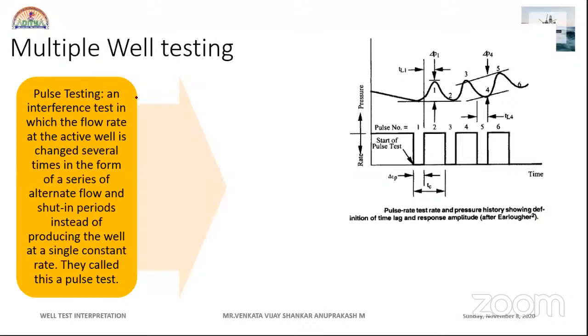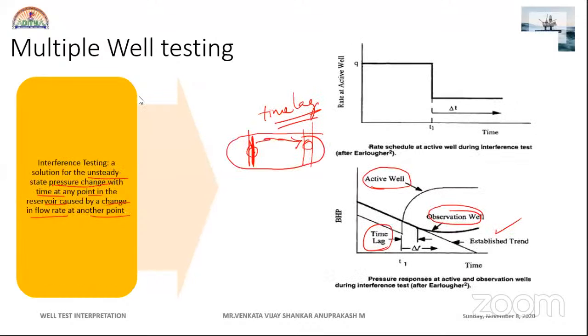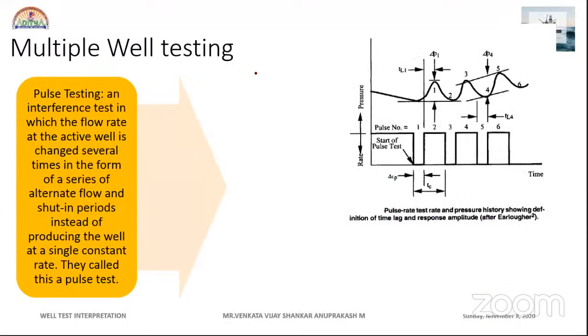Now, what is the difference between the interference test and the pulse test? An interference test is done only once, whereas pulse testing is done repeatedly. It is an interference test in which the flow rate at an active well is changed several times, in the form of a series of alternating flow and shut-in periods, instead of producing the well at a single constant rate. That is called a pulse test.